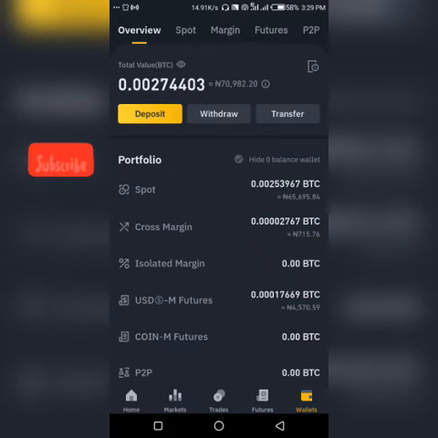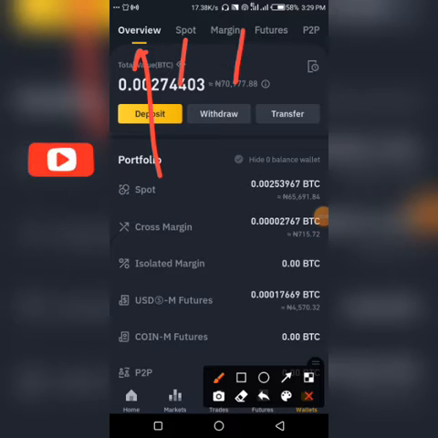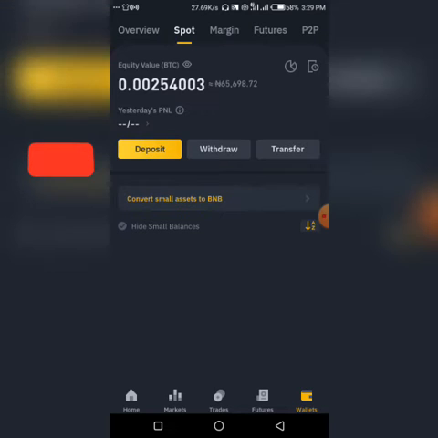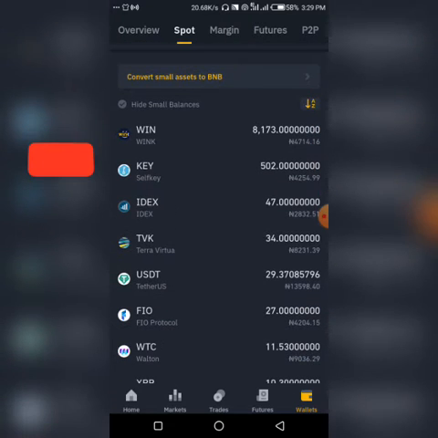When you click your wallet, this comes out. Look here: we have overview, spot, margin, futures, P2P, and we can scroll through them. When you click on spot, it tells you how much worth of different tokens you have in the Binance app.